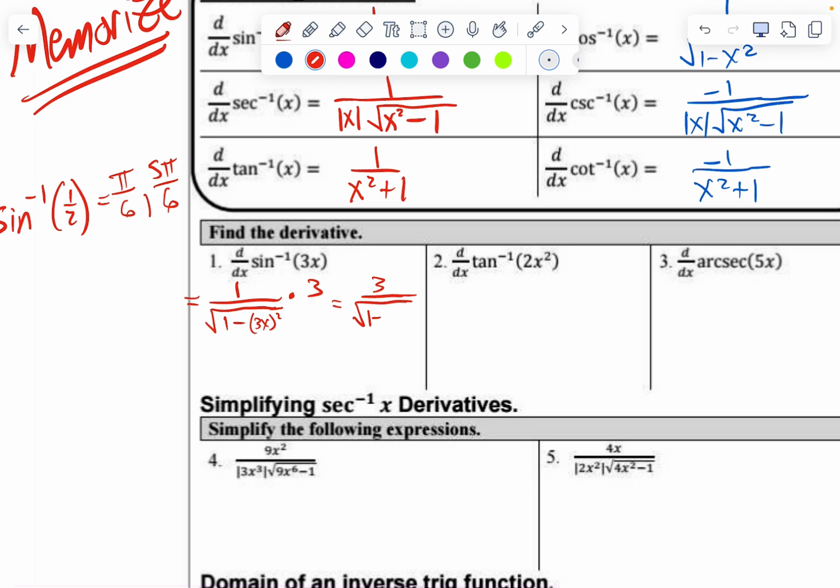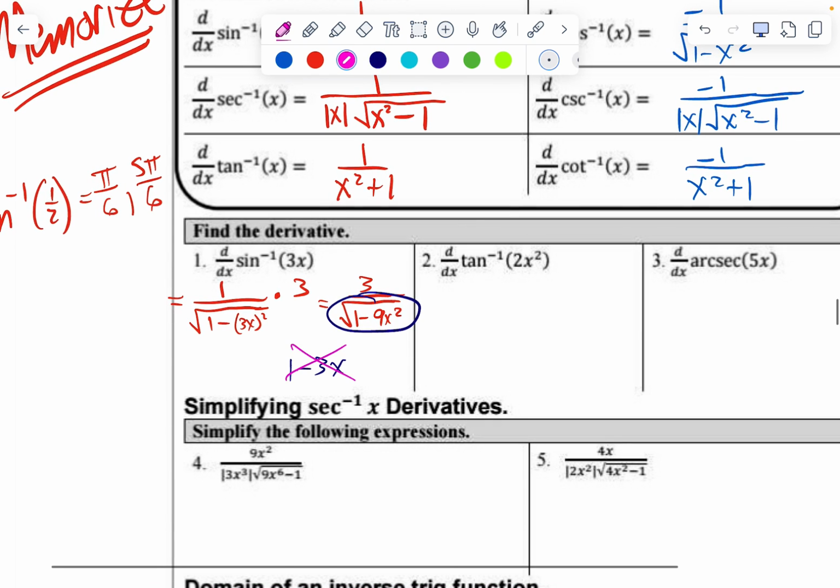Okay, quick algebra check. Actually, let me write this first. 9x squared. Okay, so all I did was square that. So quick algebra check. Is this the same as 1 minus 3x? In other words, can I square root those and just write it as 1 minus 3x to clean it up a little bit? No way. No way. Okay? Don't do it.